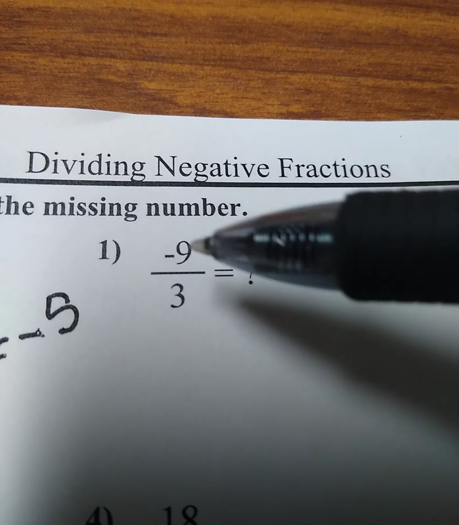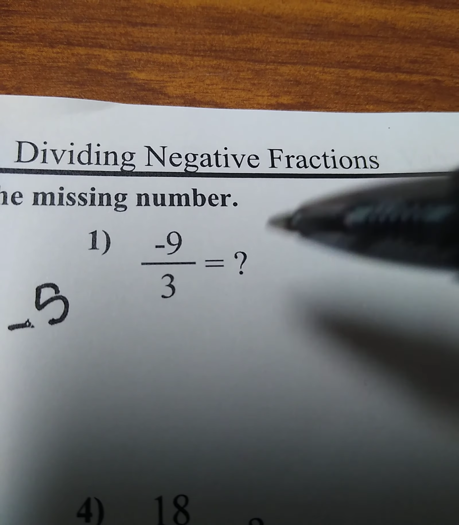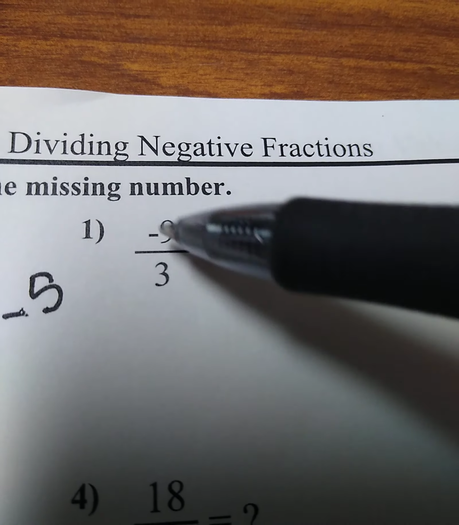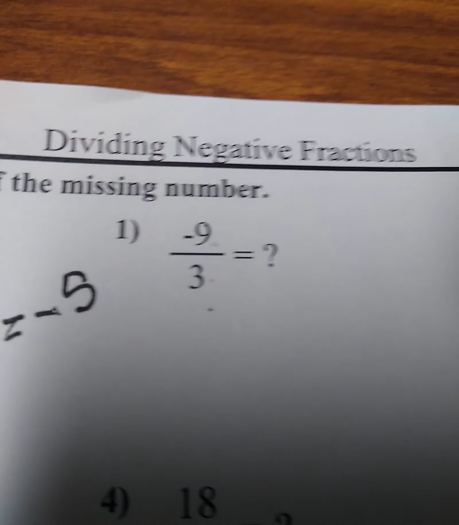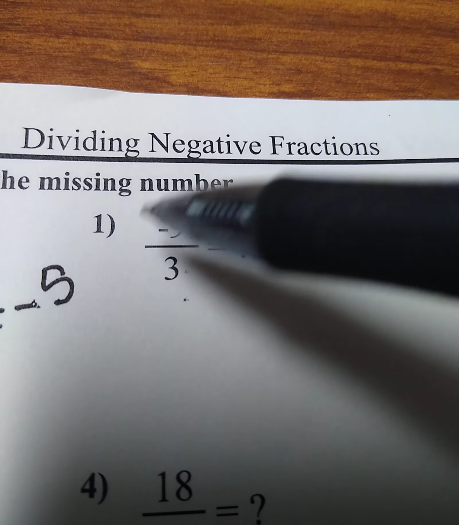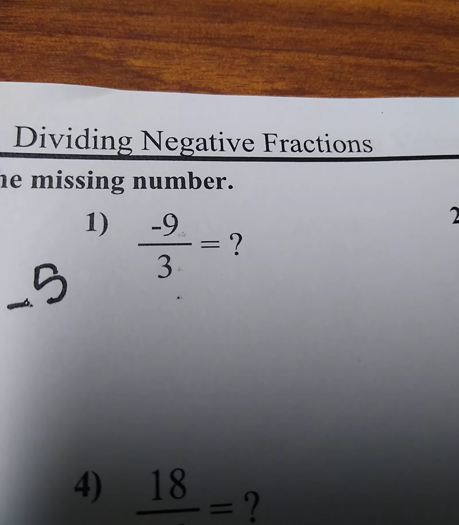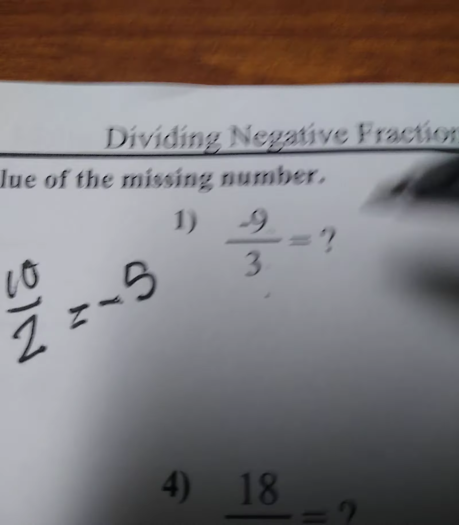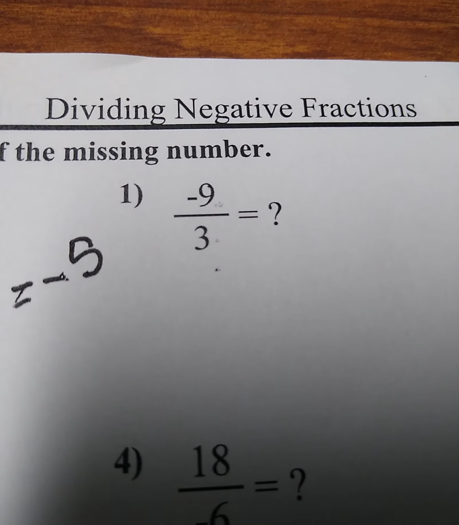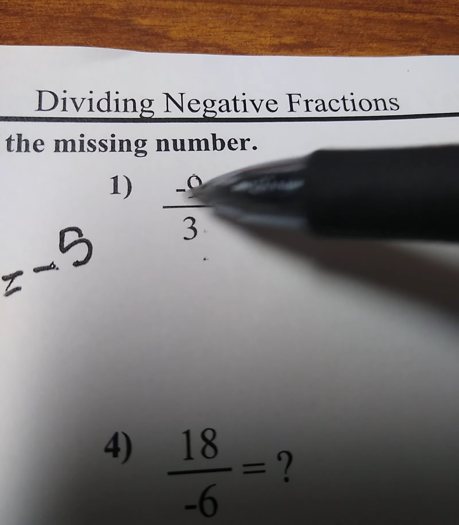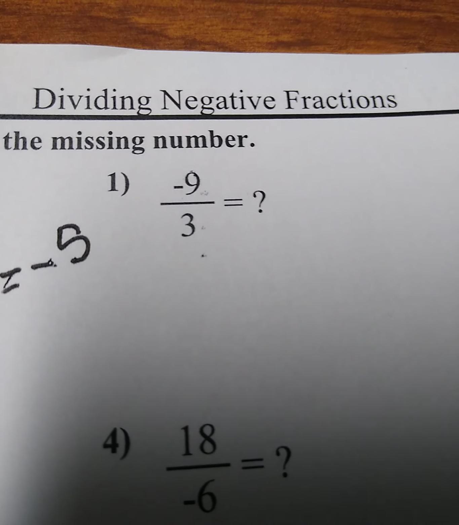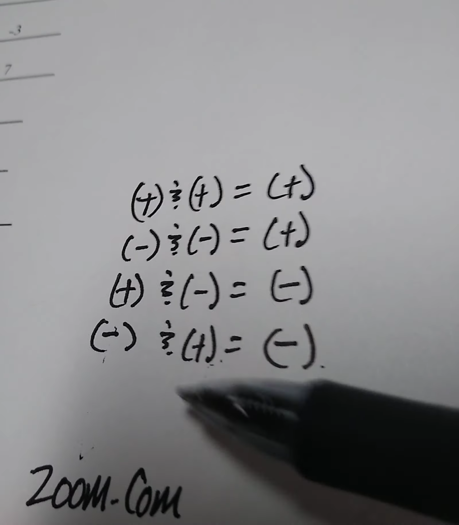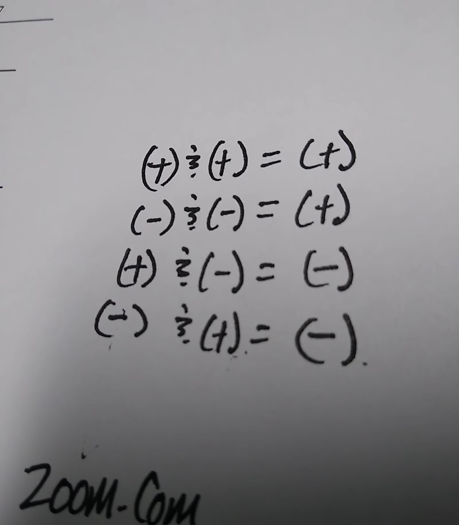So let's look at number 1 here. Negative 9 over 3 equals question mark. Now when it's like this, all you're doing is dividing. So negative 9 divided by 3 is going to give you negative 3. Punch it in a calculator, see I'm right. Negative 9 over 3 equals negative 3, and we know that because a negative and a positive equals a negative.